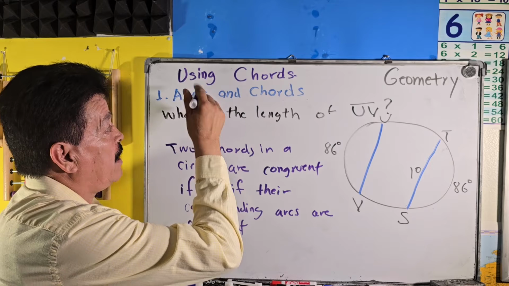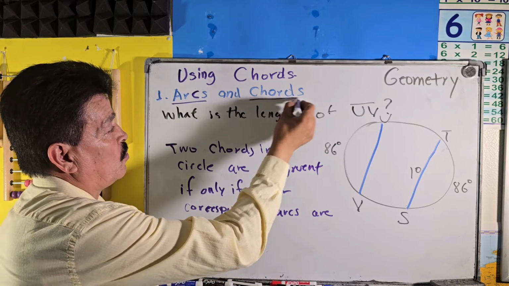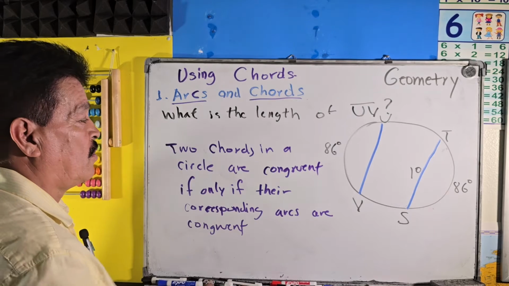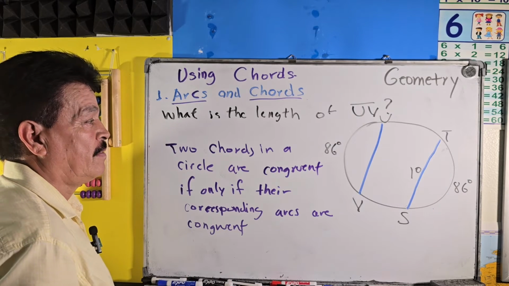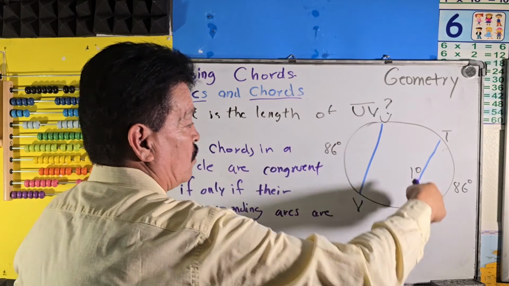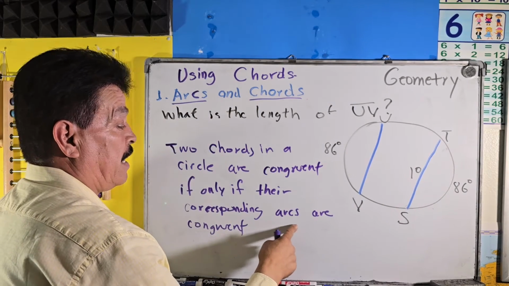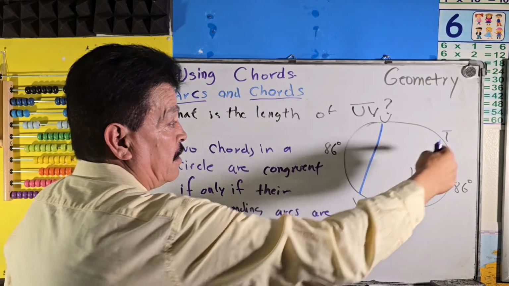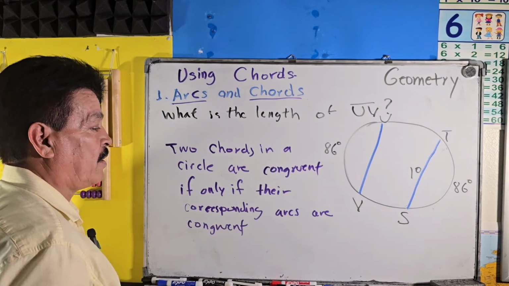We're talking about the arcs and chords. All right, so check this picture. Two chords in a circle are congruent. Where is the chord? These chords are congruent if and only if their arcs are congruent. This is the arc, the part of the circle. Okay.